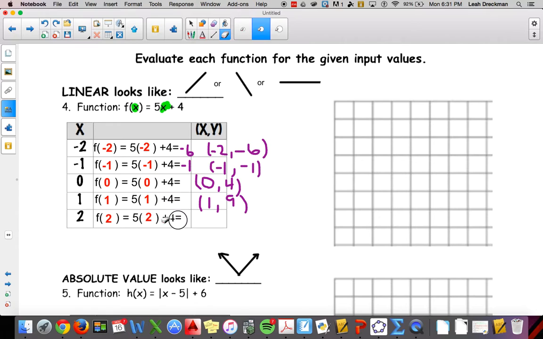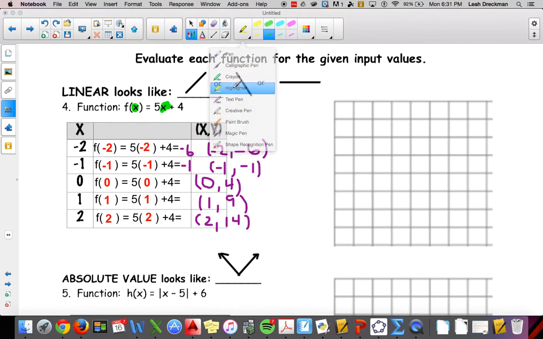And on the last one, an input of 2 means we're taking 5 times 2, which is 10, and adding 4, which is 14. So this will be 2, comma, 14. Input 2, output 14. Graphing this, we're going to have to probably scale a little bit to make it fit on the graph paper. So if we focus on the x's here, my x's go from -2 to +2. So I don't think we're going to have to scale our x-axis at all. And then our y's go from -6 to 14.